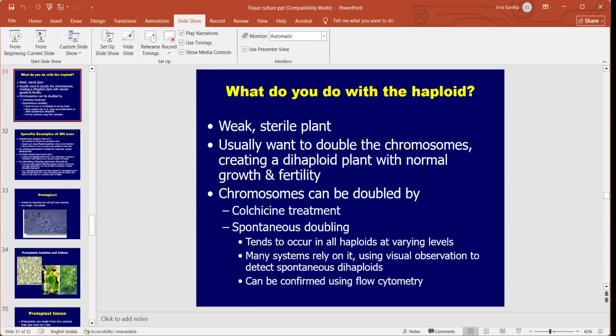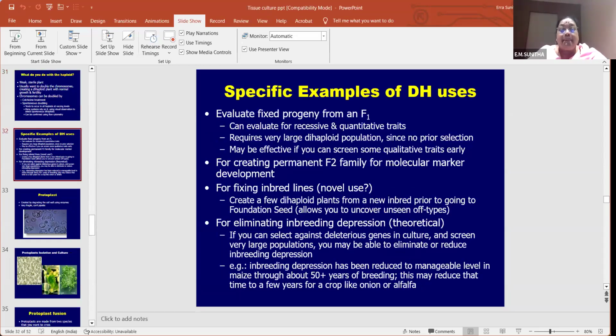So the chromosomes can be doubled by colchicine treatment, or sometimes spontaneously also you will see the doubling.